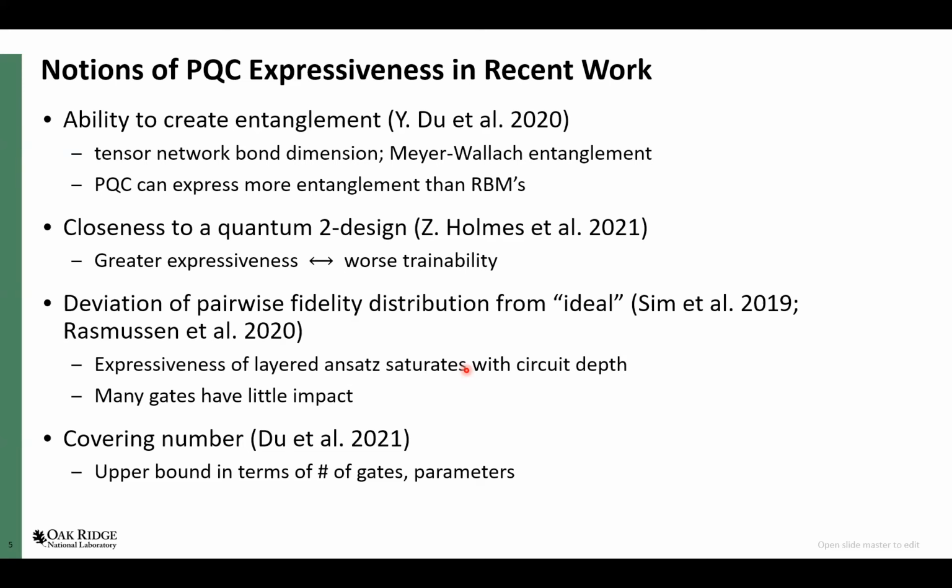And then there's something recently called a covering number, and the idea there is you take the set of states that your circuit can make, and you ask how many patches of a given size in Hilbert space would it take to cover the set of states that you can actually make. And that metric is perhaps the most similar in spirit to the one I'm about to propose, but the technical details are actually more related to these quantum 2 designs and pairwise fidelity measures.